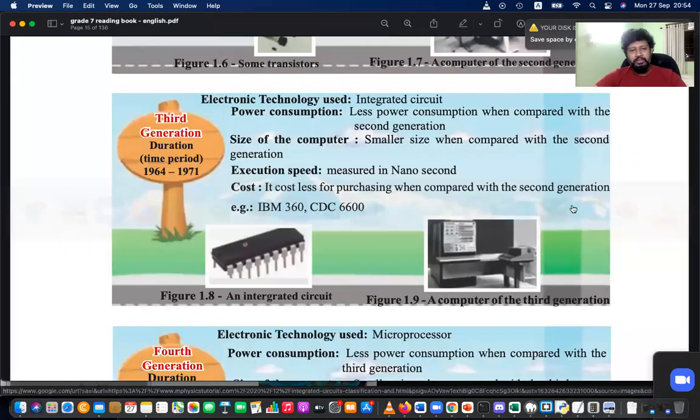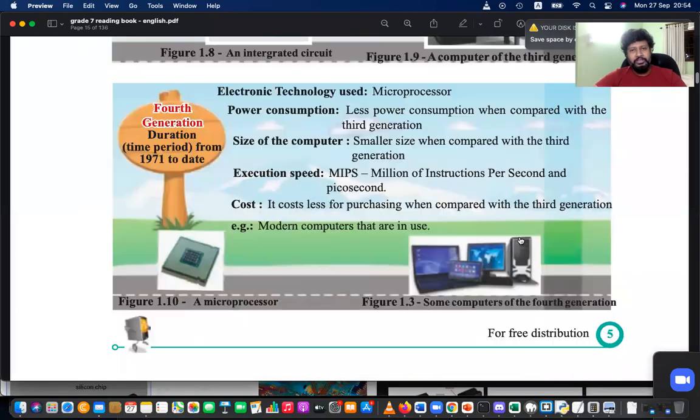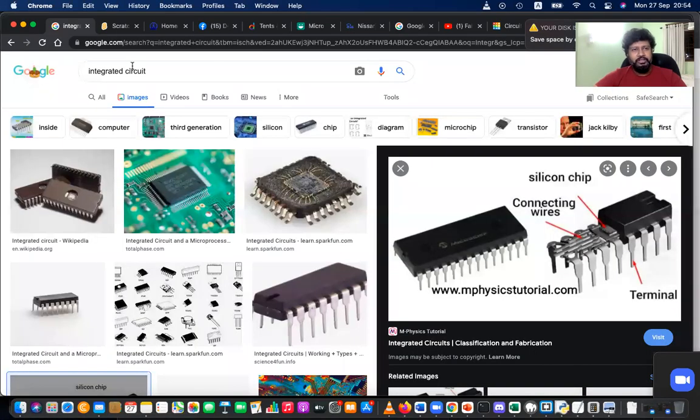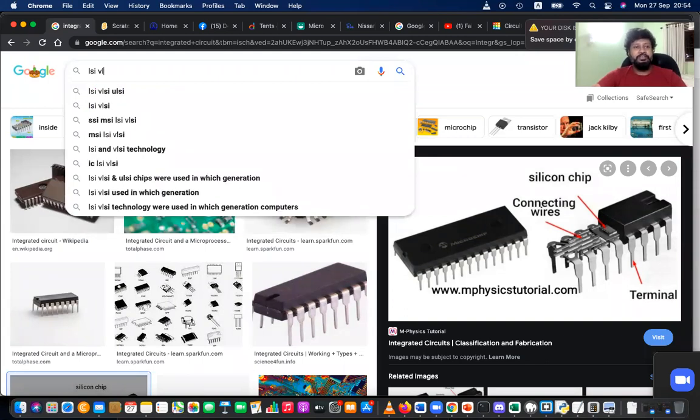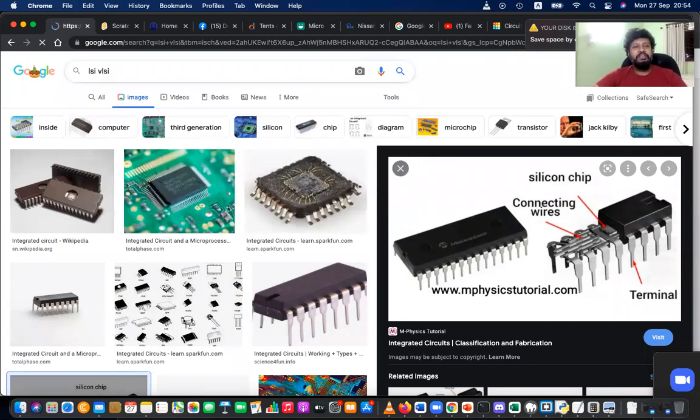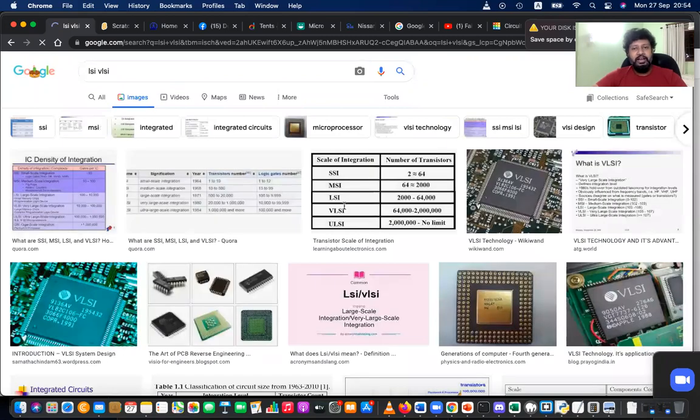And when it comes to the fourth generation, microprocessors, you can call large scale integration and very large scale integration. This is VLSI, LSI. These microchips were used in the fourth generation.